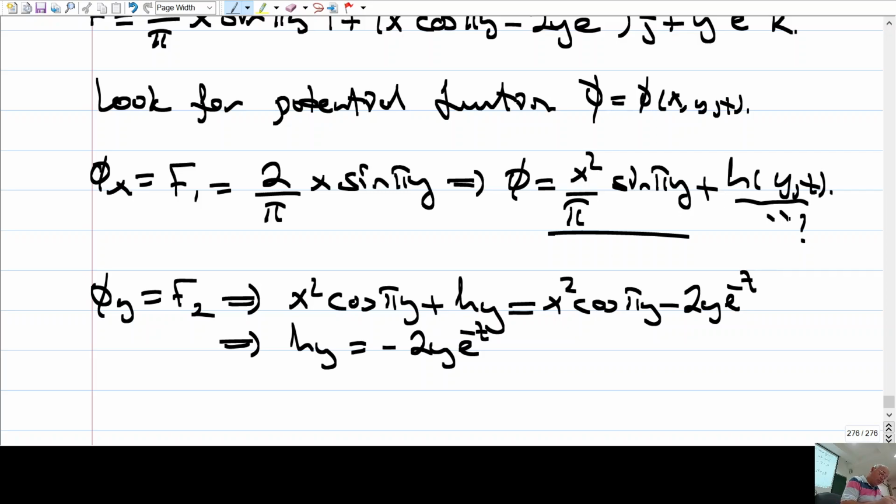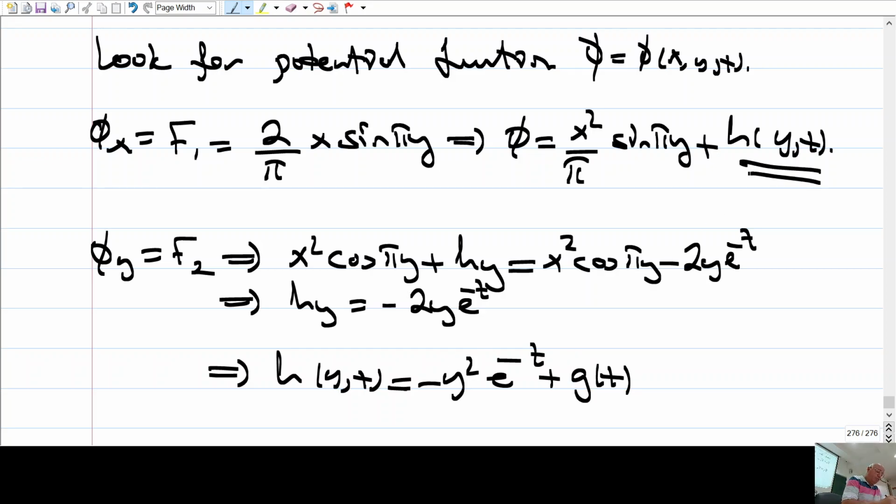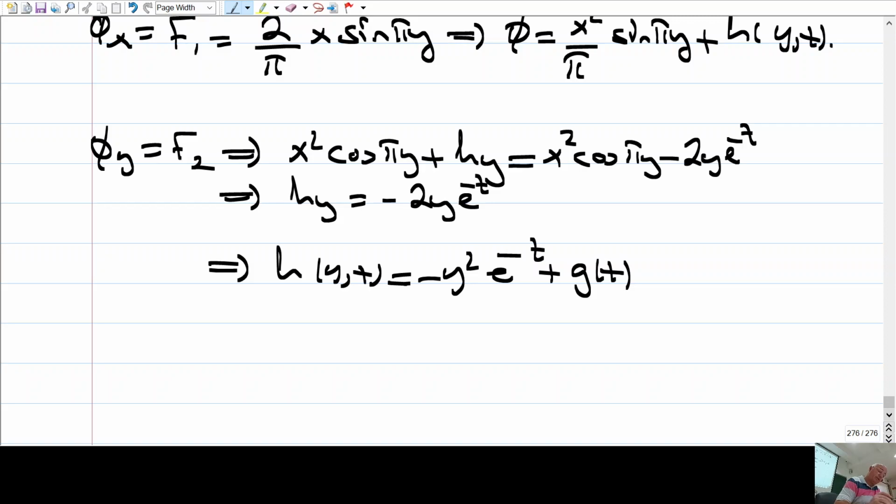So h is a function of two variables, and its y derivative is this. Therefore, h(y,z) is the antiderivative of this with respect to y. So it is minus y squared e to the power minus z plus some function of z. Right? It's a function of two variables. When you integrate with respect to y, you get a constant term, and the constant term in general may include the z variable.